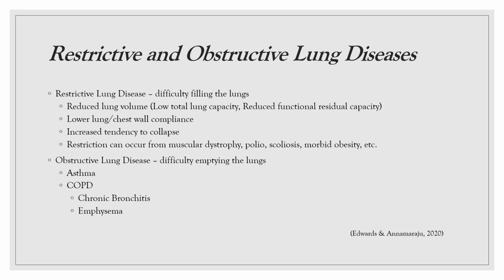COPD can be characterized into two conditions: chronic bronchitis and emphysema. Individuals with chronic bronchitis have hyperplasia and hypertrophy of the glands that secrete mucus in the bronchi. They present with dyspnea, wheezing, cyanosis, which is a bluish hue of the skin, and CO2 retention.